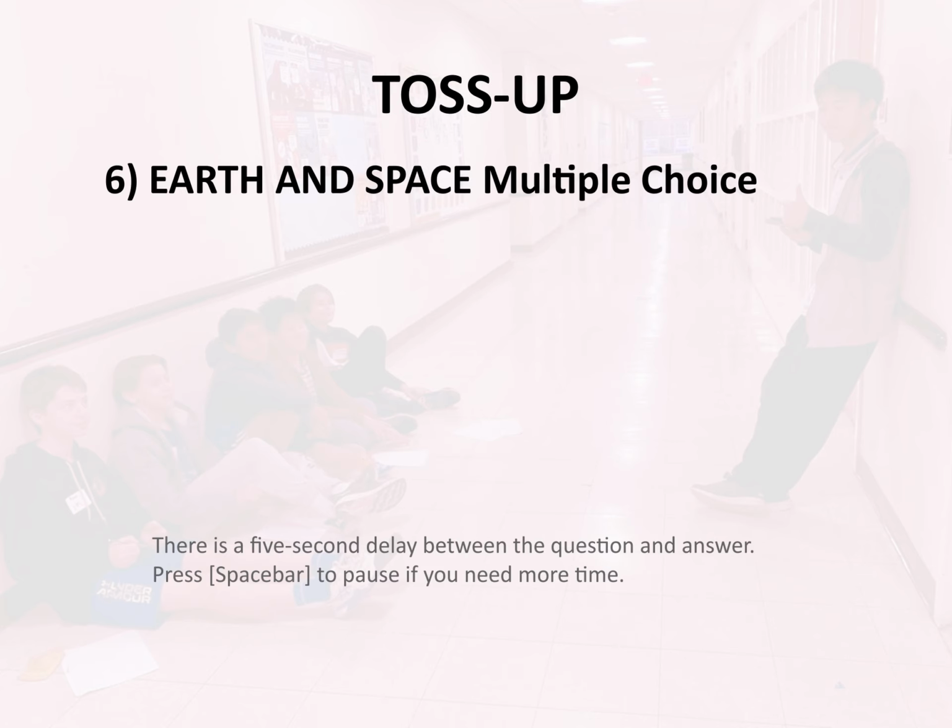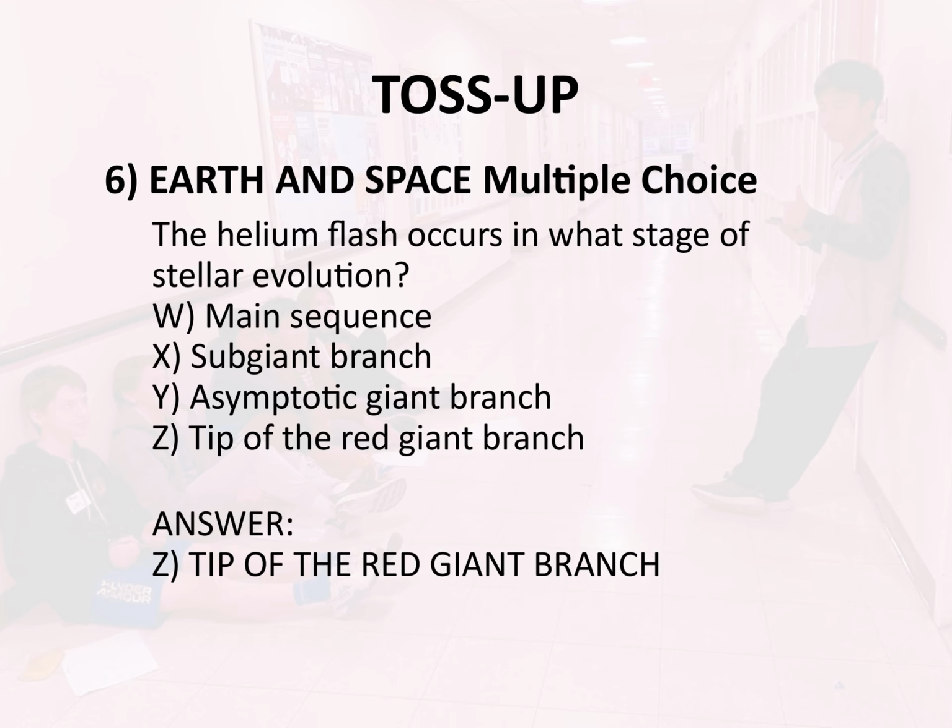Toss-up 6. Earth and space. Multiple choice. The helium flash occurs in what stage of stellar evolution? W. Main sequence. X. Subgiant branch. Y. Asymptotic giant branch. Z. Tip of the red giant branch. Answer. Z. Tip of the red giant branch.